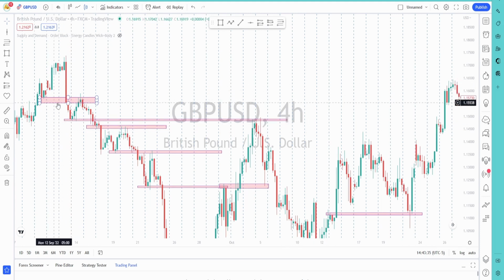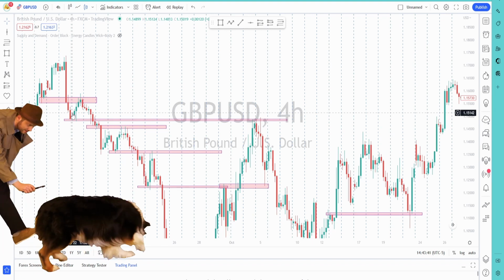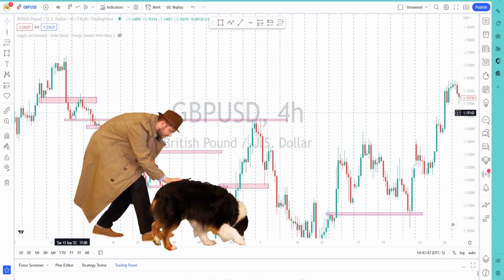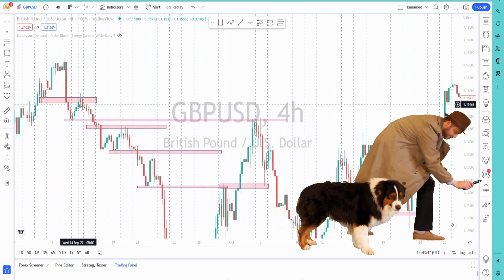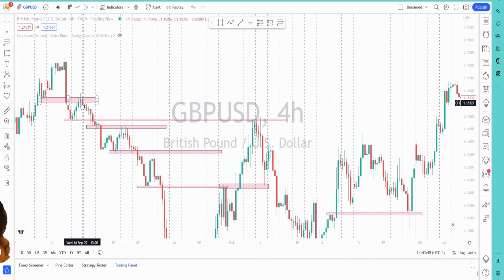We're looking for areas where price is going to react. We don't know where that's going to happen. It can happen anywhere on the chart. It's never going to look the same each time. Price comes up. We're paying attention to what the candle is doing. And you can see this is the 4-hour chart.